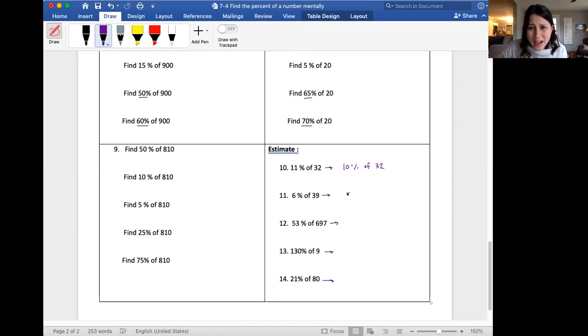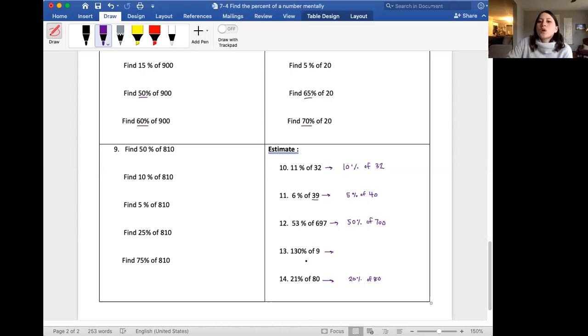This one, I might do 5% of, honestly, I might round this to 40. That will be easier for me. This one, I'm going to round it, you could do 50% or 55% just to keep things simple. 50% of, I'm going to round this up to 700. So 50% of 700. Here, I'm going to talk about this one in a second. Number 14, I'm going to look at this as 20% of 80. So once you've estimated, you're really doing the same thing as what we did up there in solving for the percentages.